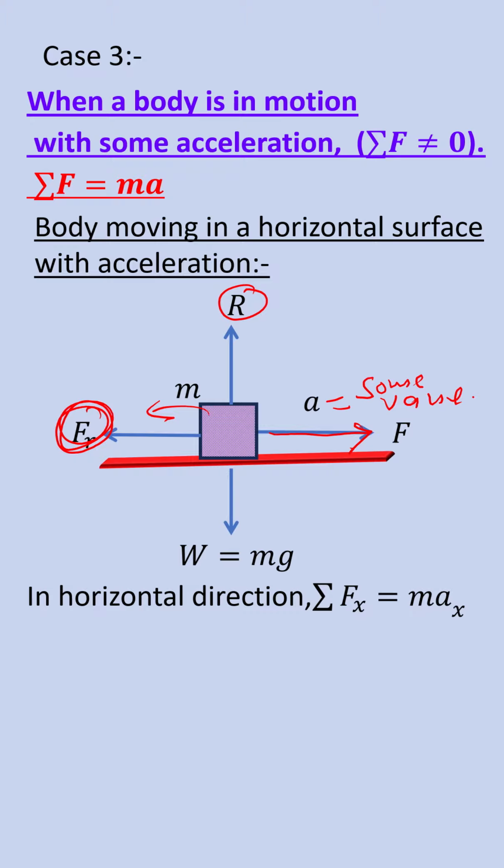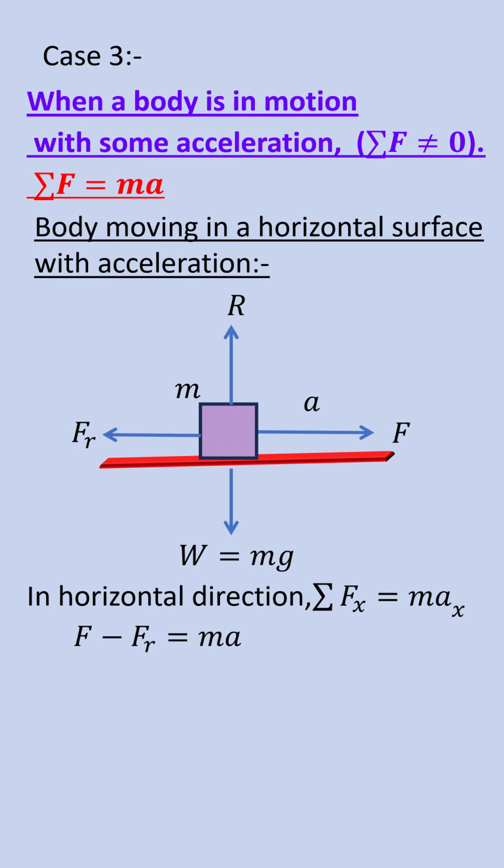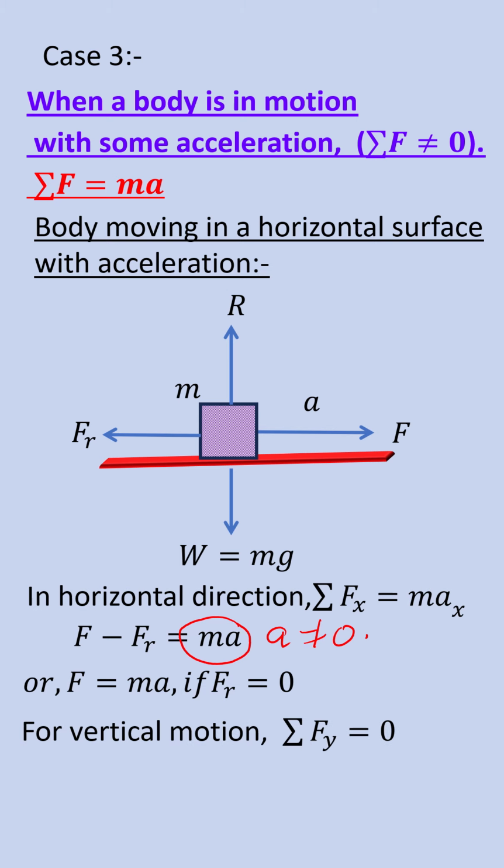Now, in the horizontal direction, summation of Fx equals max. What are the forces acting along the x direction? F and Fr. So F minus Fr equals, sorry, not equal to 0 but equals ma, because acceleration is not equal to 0. F equals ma if the frictional force equals 0. There is no vertical motion, so summation of Fy equals 0 and simply the normal reaction equals the weight, that is R minus mg equals 0.